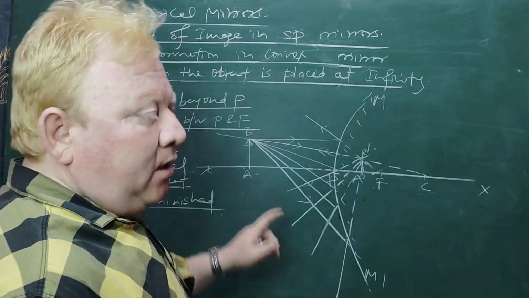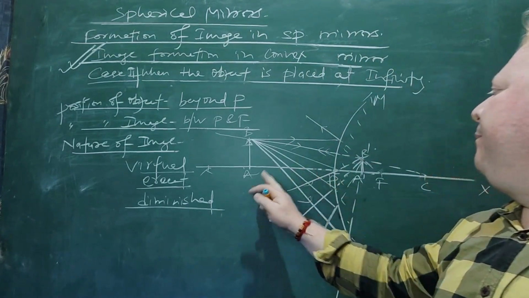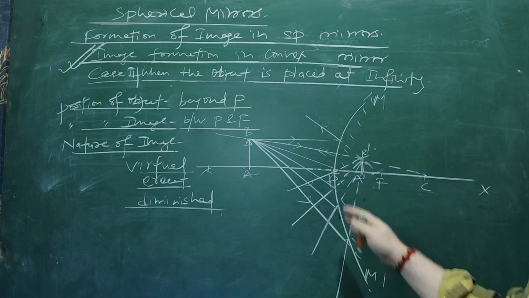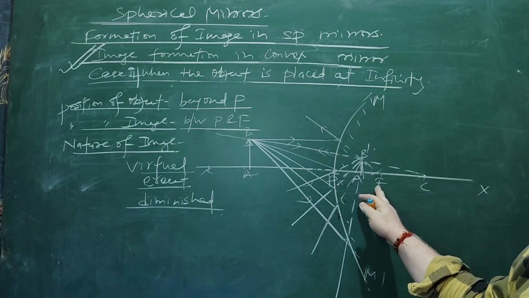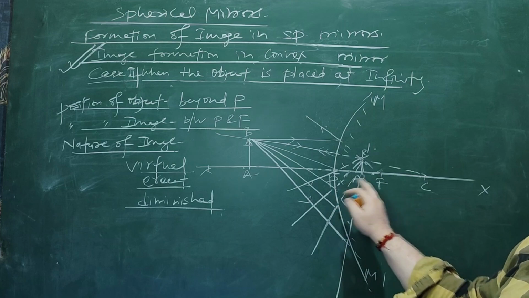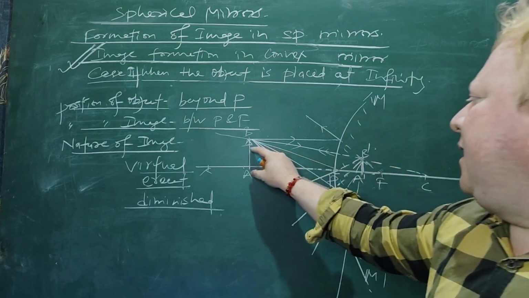Okay, case 2 is what? When the object is placed beyond the pole. And what is the position of the image in this case? On the back side. Of course the object is placed on the front side, and the image is on the back side, in between the pole and the focus. And what is the nature? So, virtual, erect, and diminished.